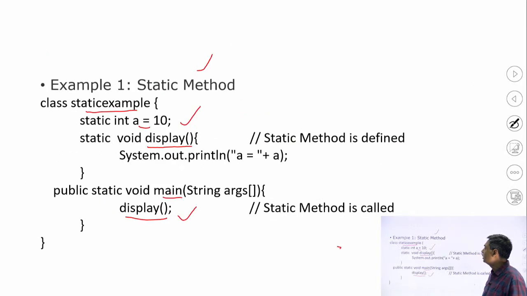Then I talked about the static method. In the static method, there is no need to use the object. A static method can be called by itself. So we have a static void display. The display function is called without any object. That is the beauty of the static method.